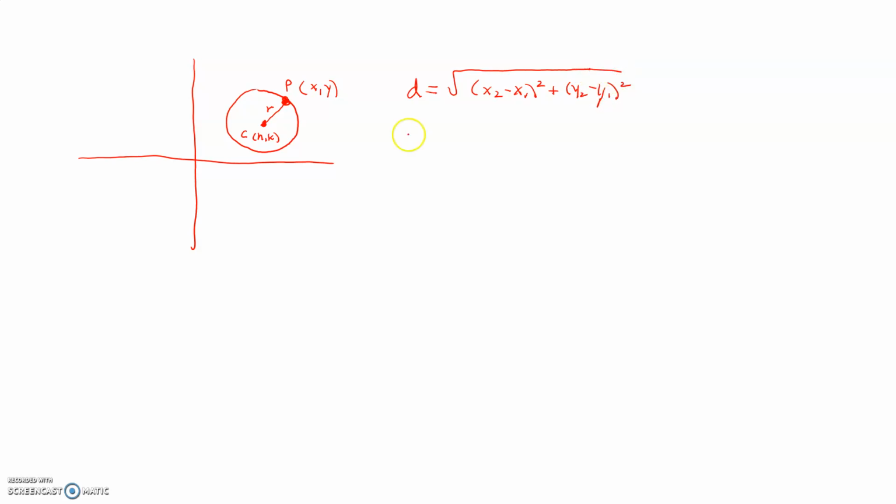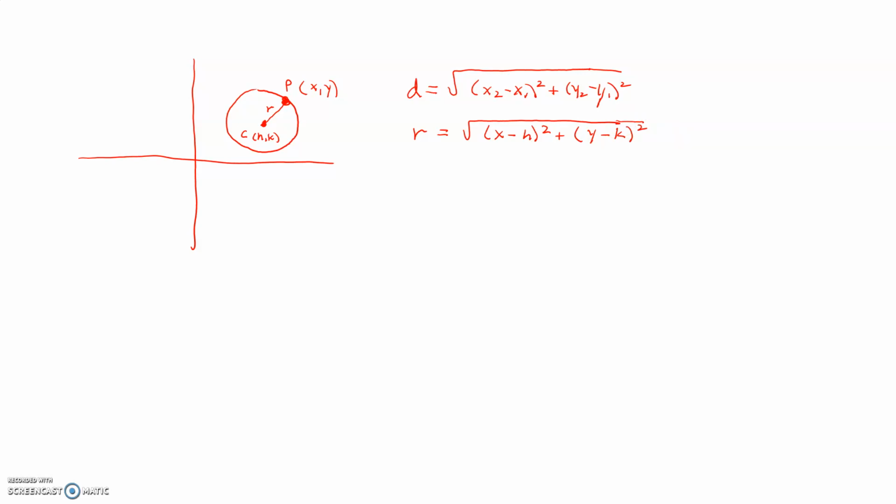So I'm going to use that, and we're finding the radius, and it is the square root of, I'll choose P as my second point, so I would have x minus the x of point C, which is h, squared, plus the y value of P, which would be y, minus the y value of C, which would be k, squared. And that is the radius.